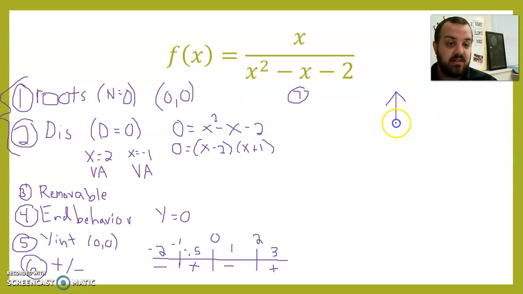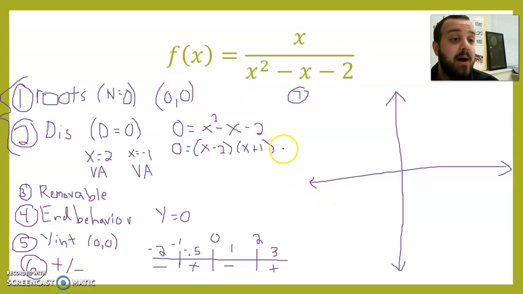I'm going to start by drawing myself a little XY axis. Okay, so here's my little XY axis. Again, this is a sketch, it does not have to be perfect. I'm going to plot my important points. So I'm going to start by plotting my roots. I have a root at 0, 0, okay?